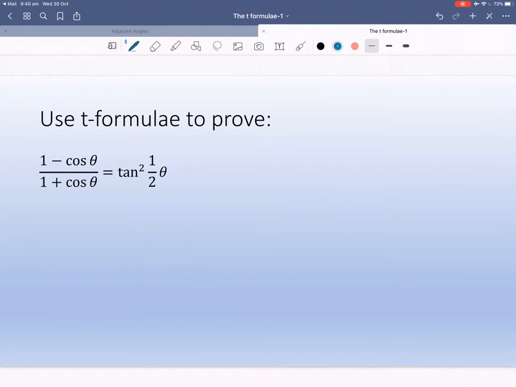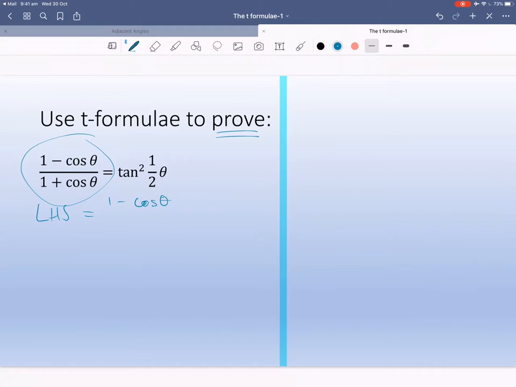I'm going to use one example here to do, so I'm splitting my page in half. And this example is a proof. So proofs have a certain way of laying it out. Now, normally we start with a left-hand side equals or right-hand side equals. In this case, I'm going to do my left-hand side equals, and it equals 1 minus cos theta over 1 plus cos theta.